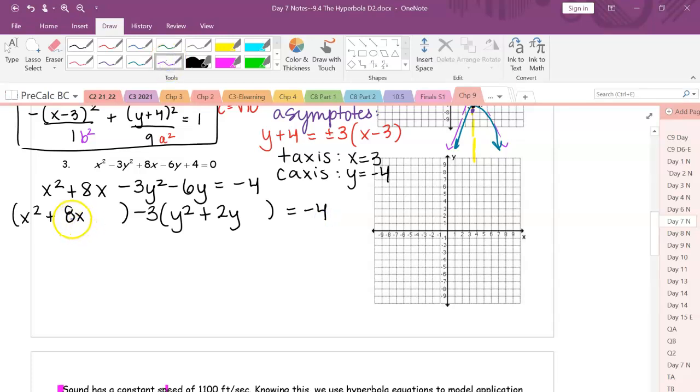8 divided by 2 is 4. 4 squared is 16. It's just a 16, so I'm adding 16 over here. 2 divided by 2 is 1. 1 squared is 1. But it's 1 times -3, so I'm subtracting 3 over here. Factor. Oops, that's y.